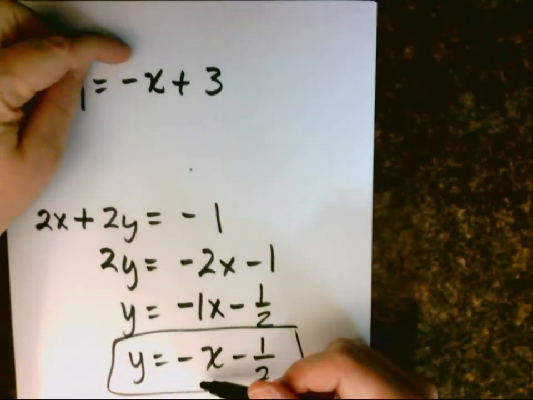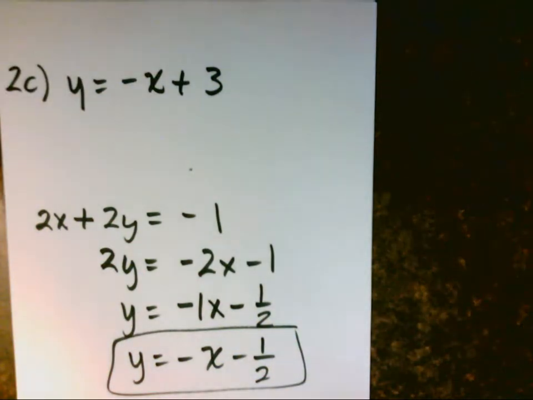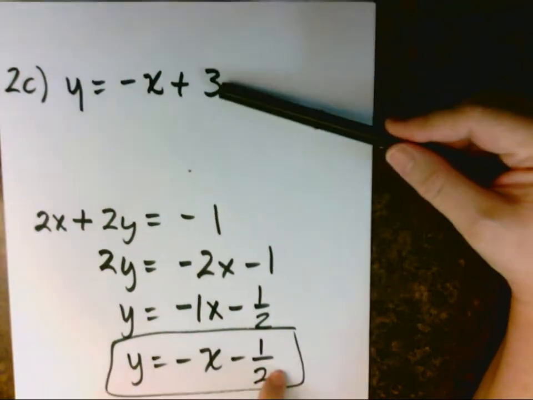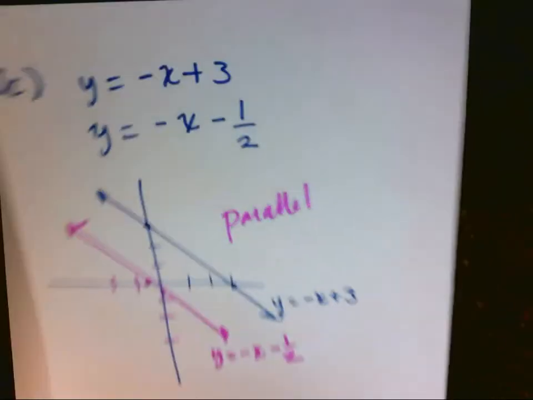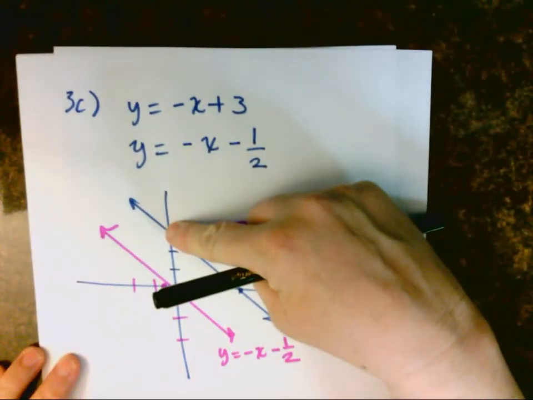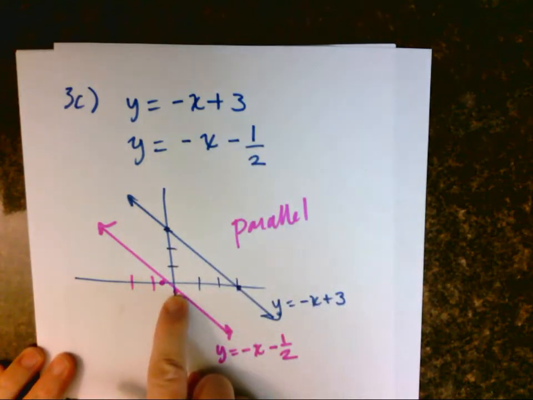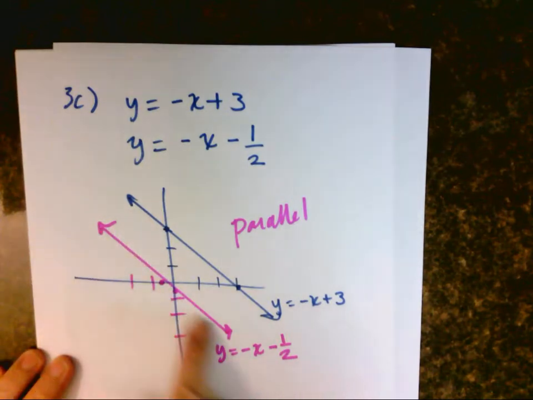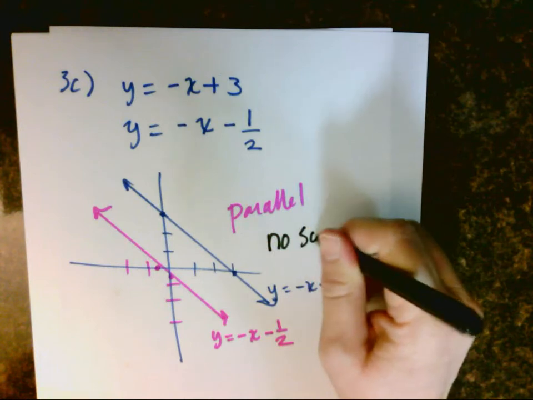So notice that these have the same slope. Things that have the same slope, automatically in your head you should think parallel. Anything with the same slope is parallel. Notice that these have different intercepts. So once we put those on a graph, and I've gone ahead to do this a little before we started, this one that says -x plus 3 intercepts up here at 3 and over here at 3, and this intercepts at -1/2 on the y-axis and -1/2 on the x-axis, and these have a slope of -1, and they're in fact parallel, which means they have no solution.